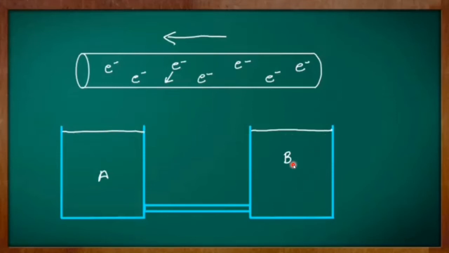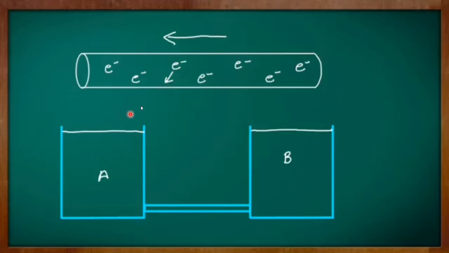Now, my question is, when I fill both the beakers with the same amount of water, will the water flow from A to B or B to A? Yes, you're telling the answer: no. Because both the beakers have the same amount of water, there is no question of water flowing from beaker A to beaker B or from beaker B to A. That is the same condition here also.